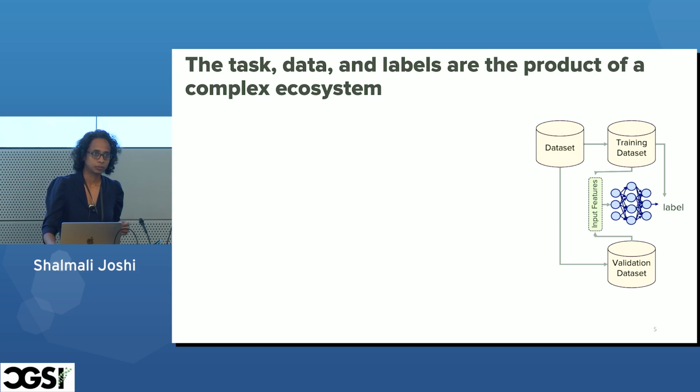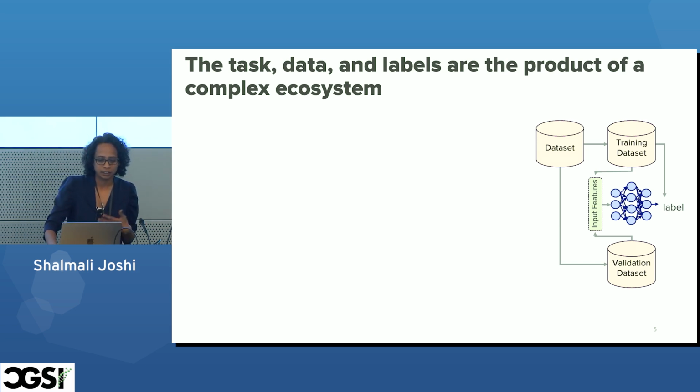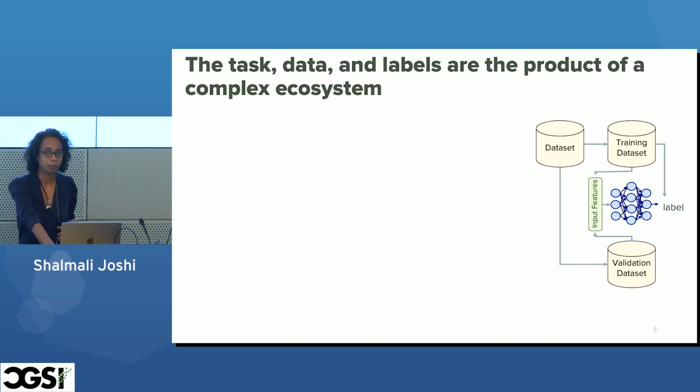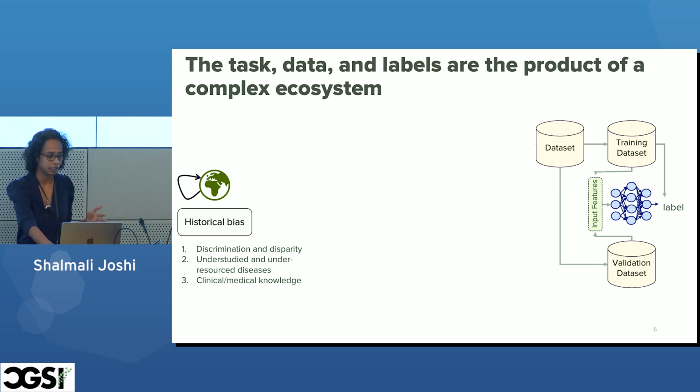So the gap here is for us to start to understand that these tasks, these data, these labels are a byproduct of a very complex ecosystem. And so to give a quick example, you are looking at a very tiny snapshot of the data when you're looking at one data set. Some of it is a consequence of many things, such as we are limited by the current state of clinical knowledge. Obviously, that's going to be always the case.